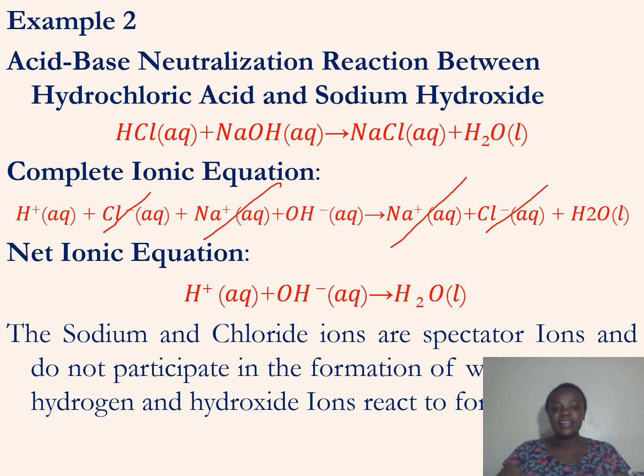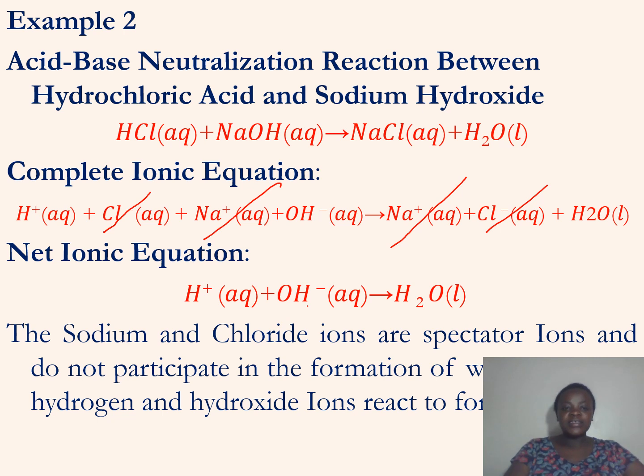Now to get the net ionic equation, we just pick those ions that are left. We have hydrogen ions reacting with hydroxide ions to give us water. And this is the net ionic equation that we are required to write for the reaction between hydrochloric acid and sodium hydroxide. We say the sodium and chloride ions are spectator ions and do not participate in the formation of water. Only the hydrogen and hydroxide ions react to form water.